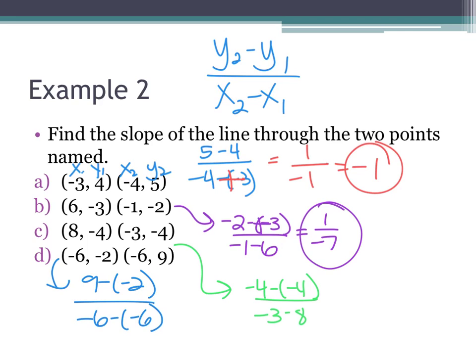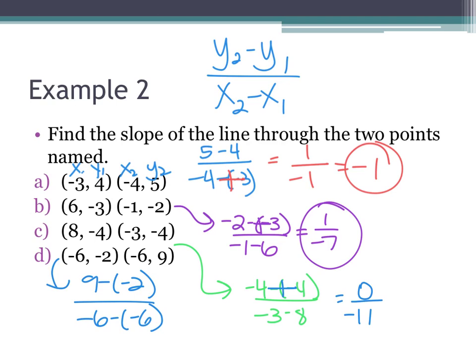All right, so for B, negative 2 minus a negative 3 over negative 1 minus 6, you should have gotten negative 1/7. Everybody good on that one? C, you got negative 4 minus a negative 4, which becomes negative 4 plus 4, over negative 3 minus 8, and I get 0 over negative 11.